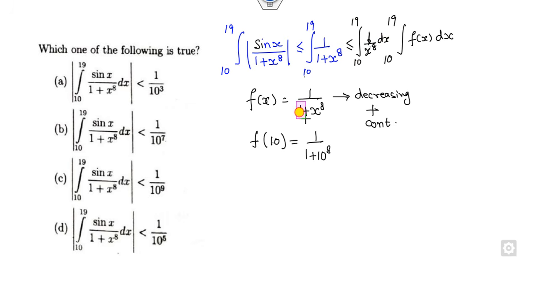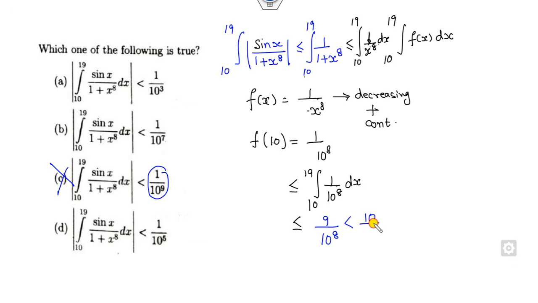So I can substitute this value here. It is 10 to 19, 1 over 10 raised to power 8 of dx. Now what is the answer of this? It's a constant. It's 9 over 10 raised to power 8. So 9 over 10 raised to power 8. This option is cancelled out. I can write this number is less than 9 over 10 raised to power 8, which is less than 10 raised to power 8. Strictly, that means 1 over 10 raised to power 7 is the right option of this problem.